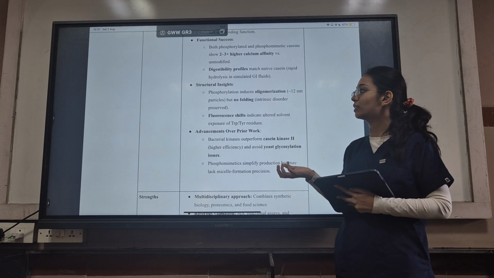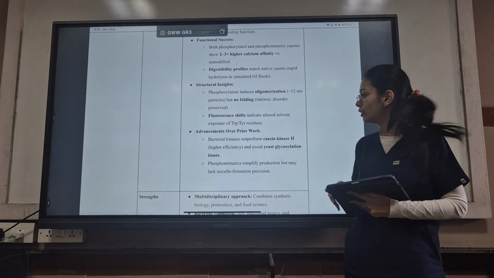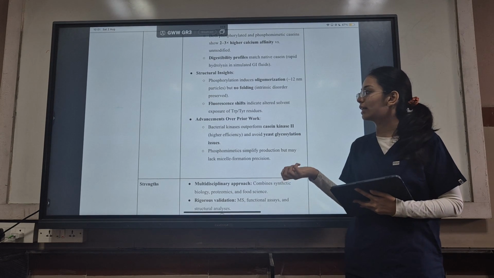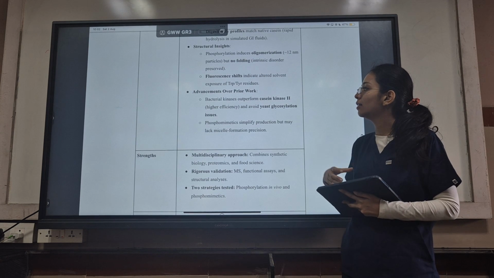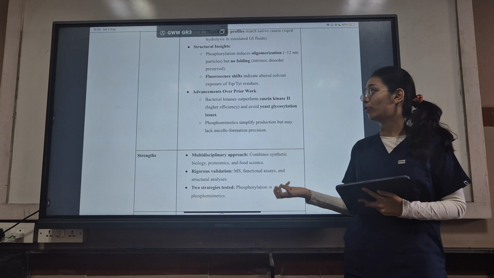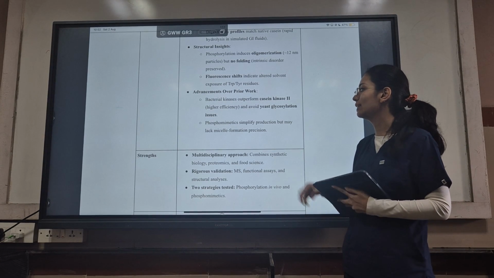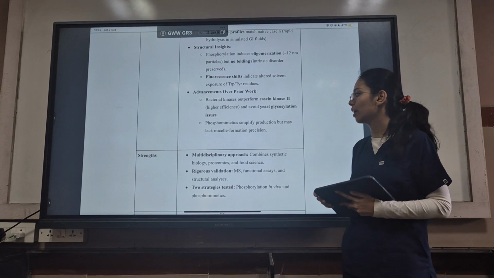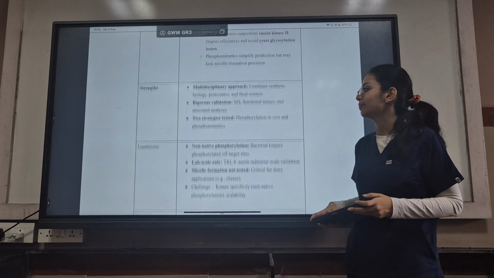The structural insights reveal that phosphorylation induces oligomerization but no folding was seen, and fluorescence shifts indicated that altered solvent exposure of TRP residues was found. And as for advancements over prior work, the bacterial kinase outperforms casein kinase 2, which has higher efficiency, and it avoids yeast glycosylation issues. Phosphomimetics simplify the production but may lack micelle formation precision.